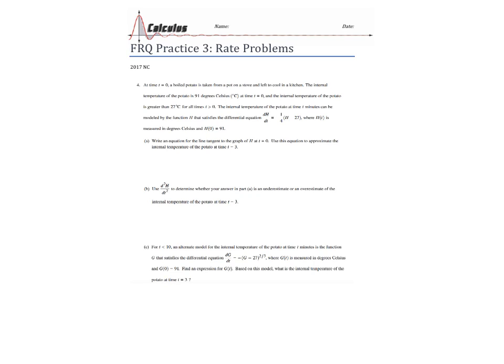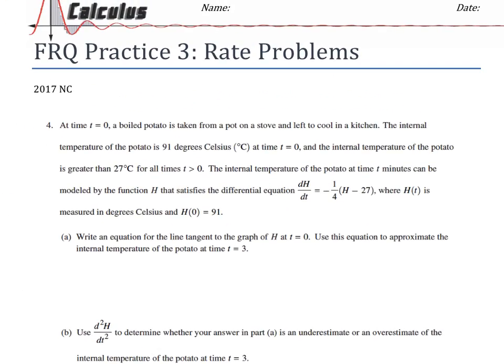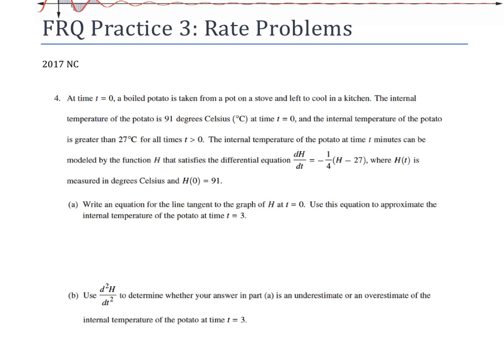All right, it's time to look at some free response questions that are some rate problems. Problems that deal with rates. All right, for the AB calculus test here. So let's look at this one. This is from 2017. This is a no calculator question in C, no calculator.